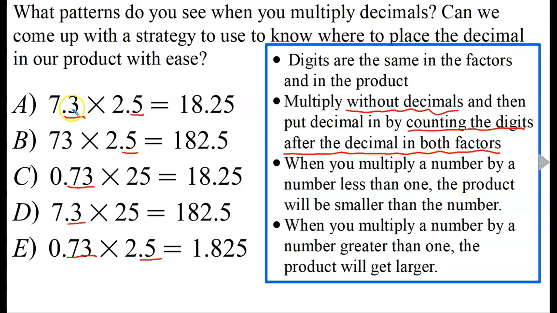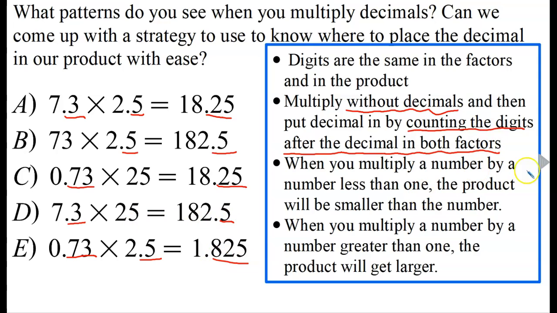So notice there's 1, 2 decimal places, which is why there's 2 decimal places in the product. Here, there's only 1 decimal place, only 1 number after the decimal, which is why there's only 1 in the product. There's 2 in the factor, and there's 2 in the product. 1 and 1.